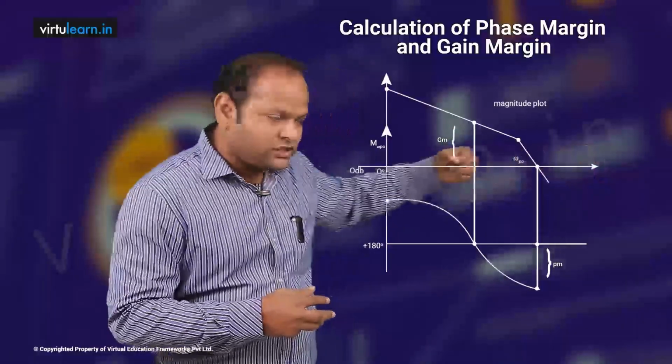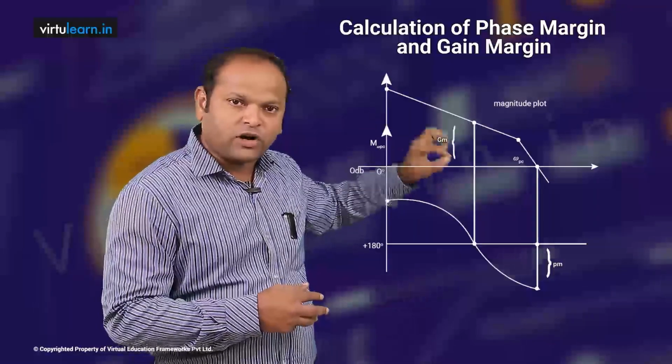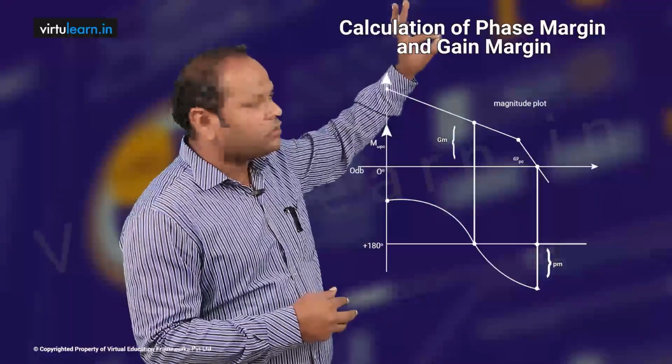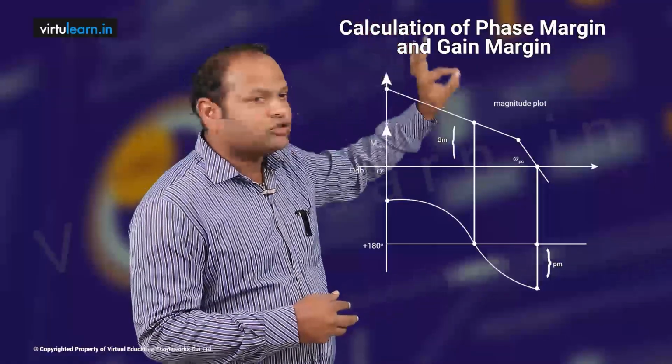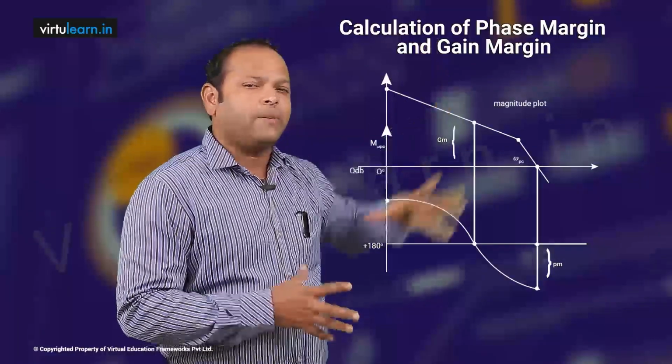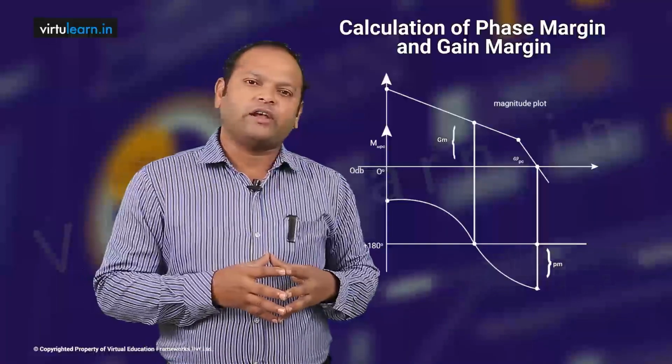Now the steps are very clear. At minus 180 degrees, you draw a horizontal line onto the phase plot. That point is omega PC. Extend a vertical line onto the magnitude plot; that is MPC dB. The gain margin in dB is minus of MPC dB. So this way we can find the gain margin.